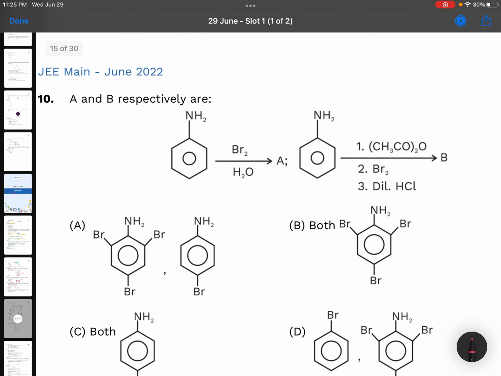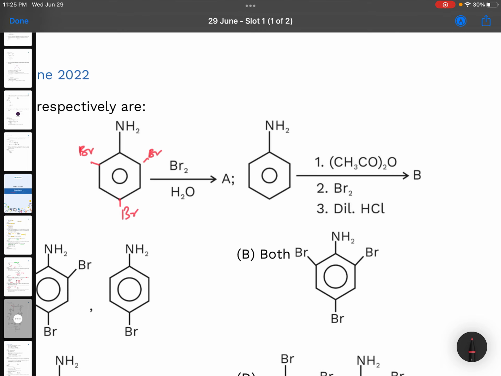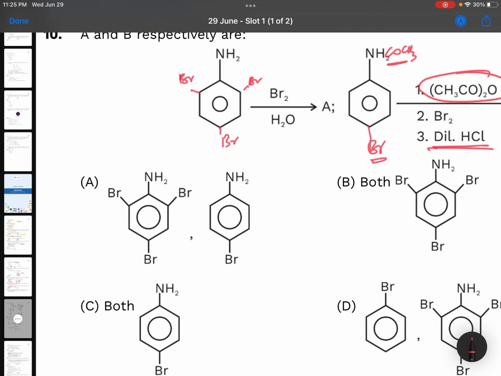Here you can see A and B are respectively first. You are using bromine, so bromine will come at these three places. A repeated question nowadays in all the papers. And this is NHCOCH3 you are making. That means you are arresting the group, so you will be getting bromine at one place. When you are using dilute HCl, it comes back to original position. So this is the right option. 2,4,6 tribromo.